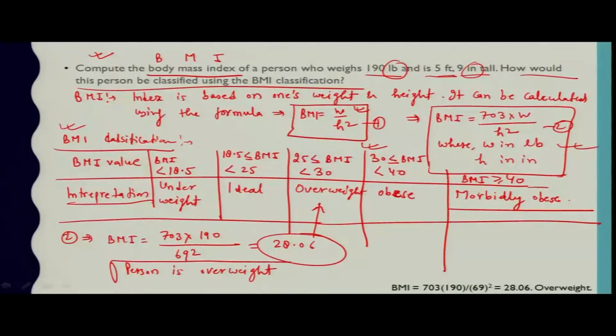In the similar way, you can calculate your own body mass index, and the classification is given in this table. So you just calculate and become aware of your body mass index, whether you are underweight or you are an ideal body, or you are overweight or obese or morbidly obese. So in this way you can calculate your body mass index.